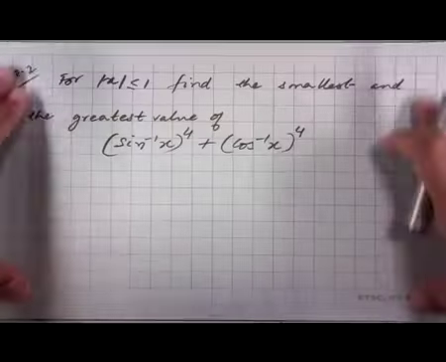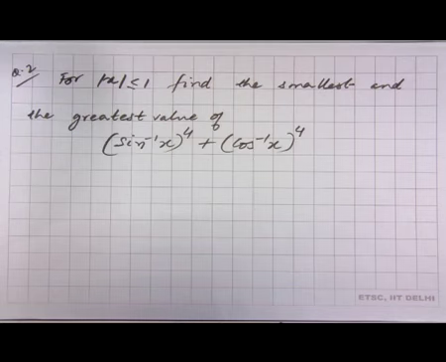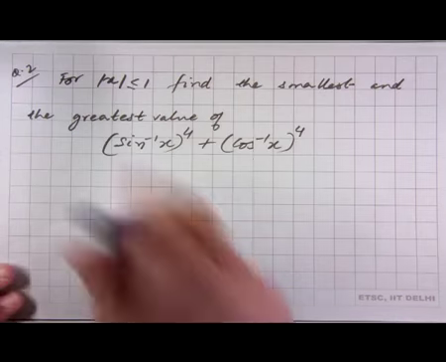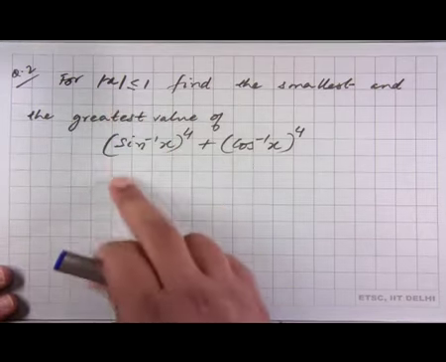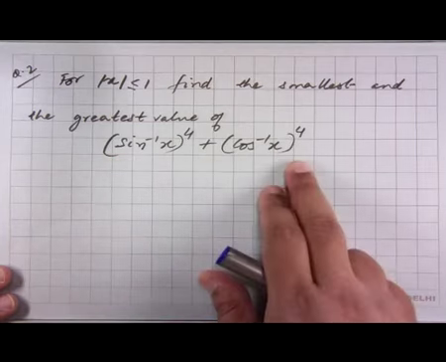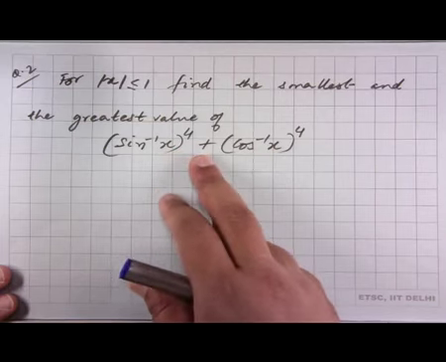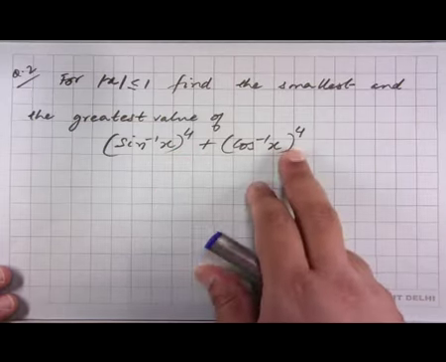So here is the next problem. In this problem, for all mod x less than or equal to 1, we are asked to find the smallest and the greatest value of this quantity, which is sin inverse x to the power 4 plus cos inverse x to the power 4.